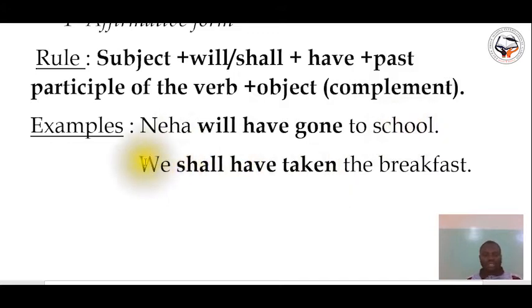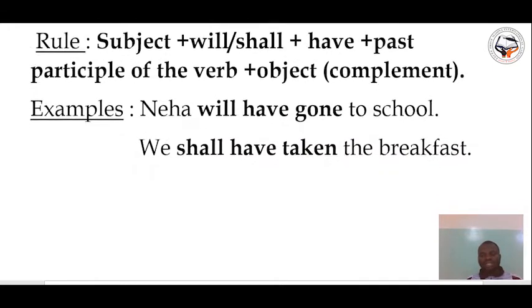Now, the second example: we shall have taken the breakfast. We here is the subject, and you have shall here. We have put shall here because of we. Remember, I told you that when you use shall in the future, put in mind that the subject is we or I. That is why we have put shall here. We shall have taken the breakfast.